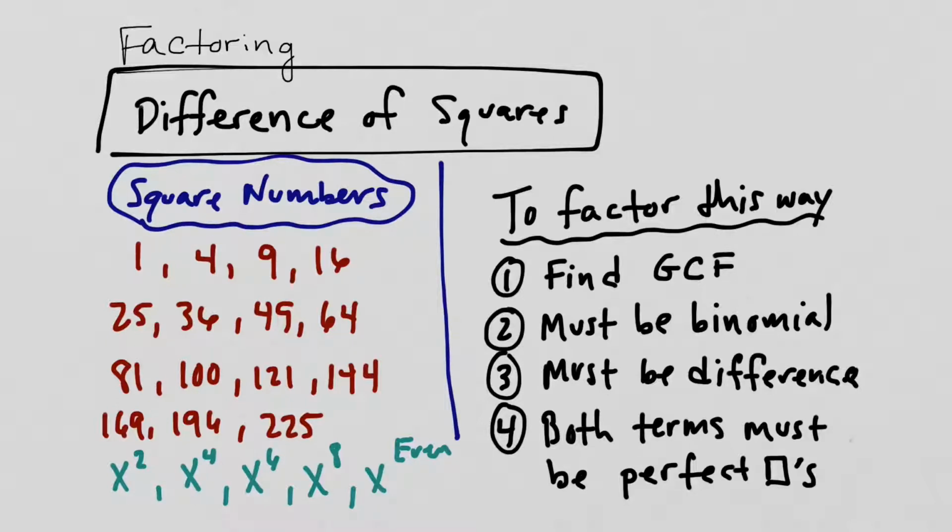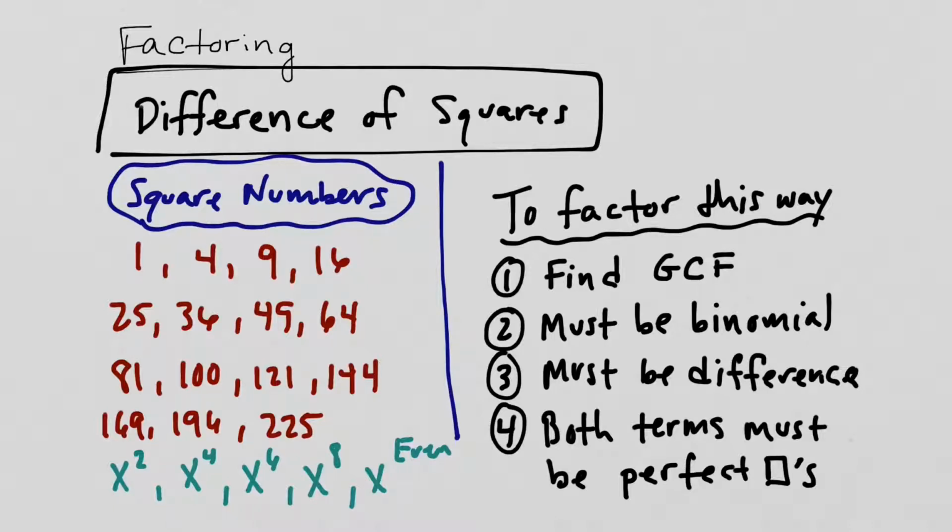Also, if you have a variable, the variable square is any even exponent. So x squared is x times x. X to the fourth is x squared times x squared. X to the sixth is x to the third times x to the third. Because remember, you add the exponents. X to the fourth times x to the fourth gives you the 8. X to the fifth times x to the fifth would give you x to the 10th. So any even variable is going to be a perfect square as far as the breakdown of this.